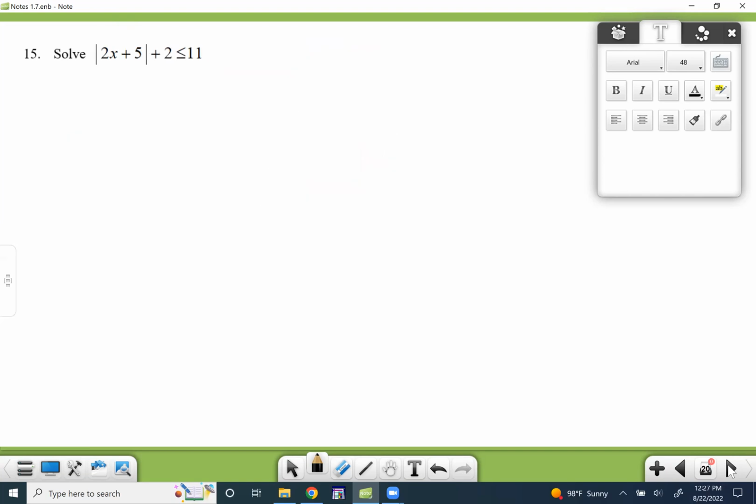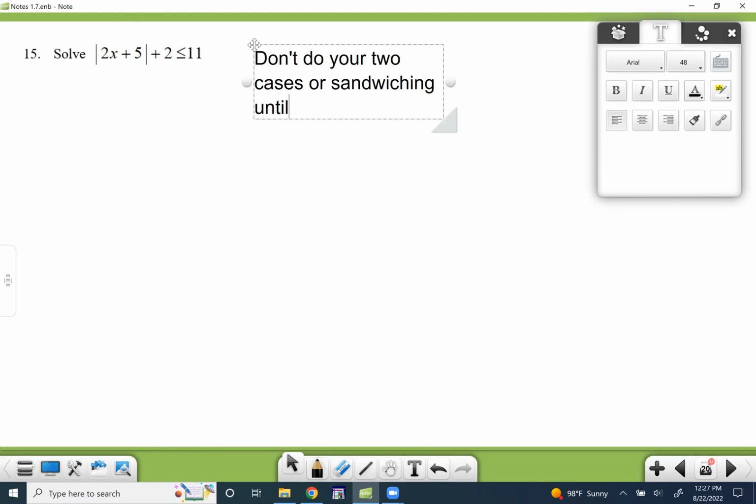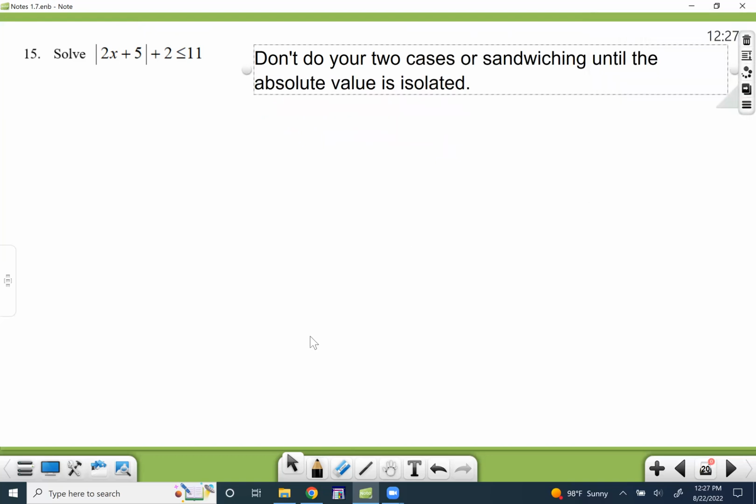All right. Now, don't do your 2 cases until you've isolated the absolute value. I didn't stress that. That is a big thing. Don't do your 2 cases or sandwiching until the absolute value is isolated. Okay. So we want to make sure we isolate it first. So that's going to be our first steps on this one, okay?